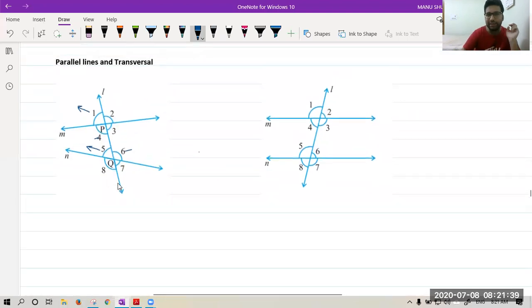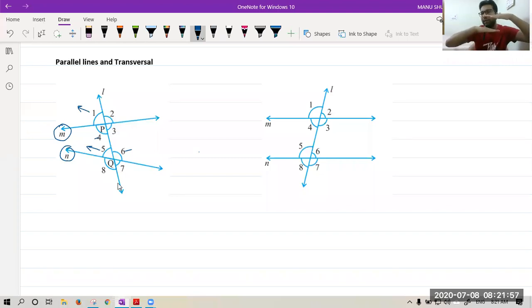Now you are saying, as m and n are not parallel, we can never say 1 equals 5 or 4 equals 6, because these properties are applicable only when the lines m and n are parallel. So we all know this L is a transversal, and m and n are two lines.